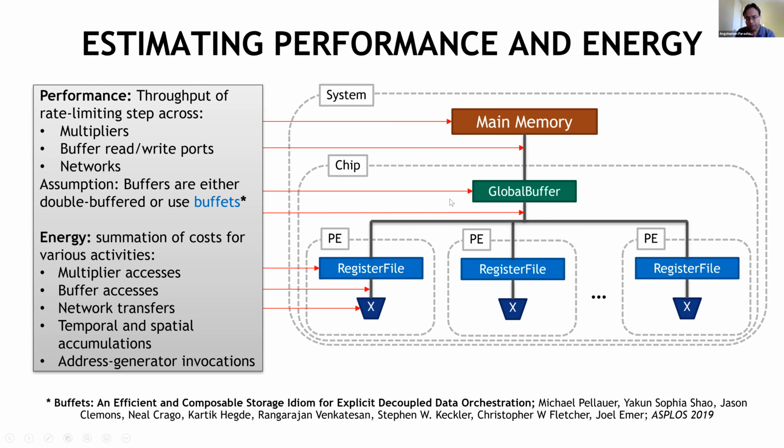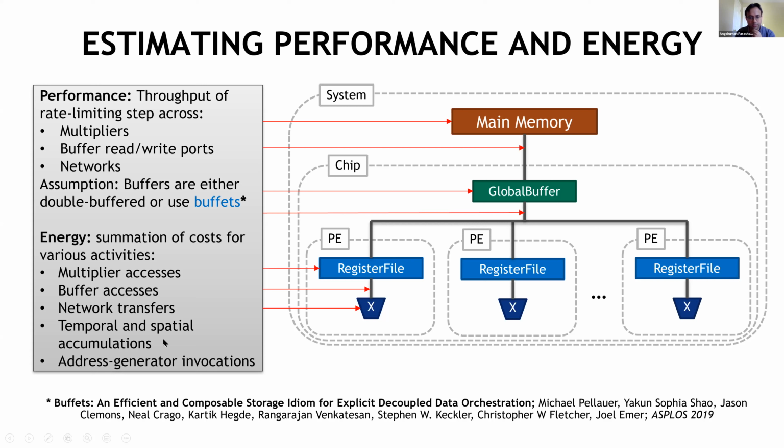And for buffers, we either assume that they're double buffered, or we use this model called buffets, which actually allows for double buffering-like advantages without actually incurring the cost of double buffering. And so what that means is you often don't have these sort of micro fill and drain artifacts in the steady state as you move across the pipeline. Okay, so the buffet thing, I've included a reference for that on the slide. You can look it up if you're interested. Okay, so that's basically the performance.